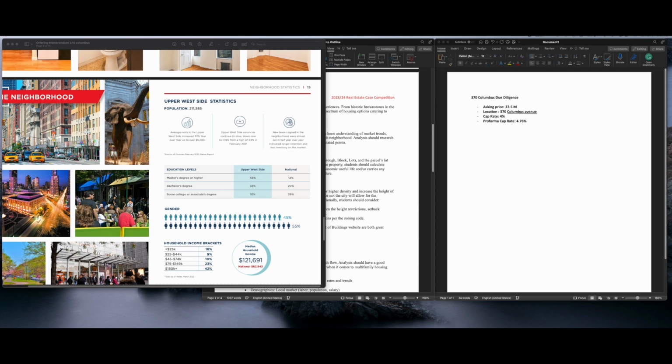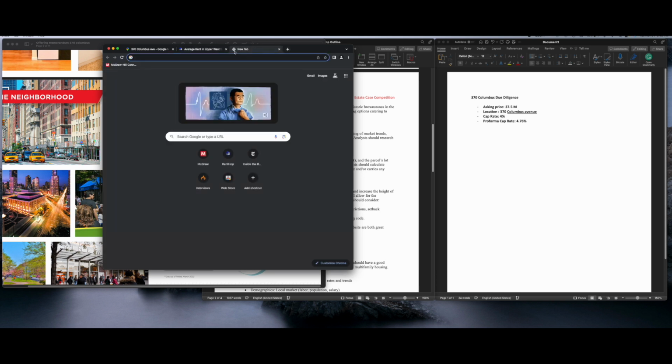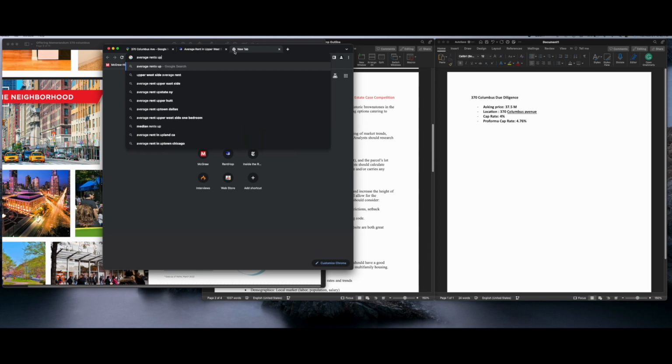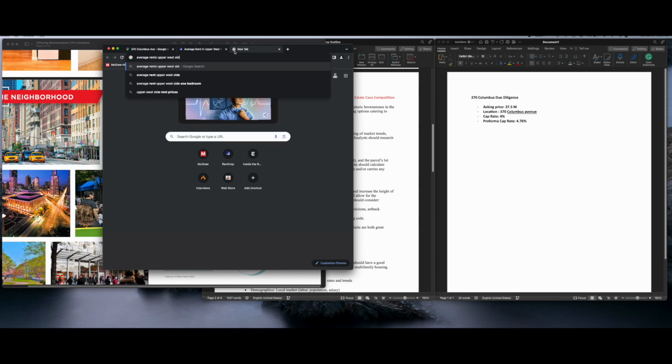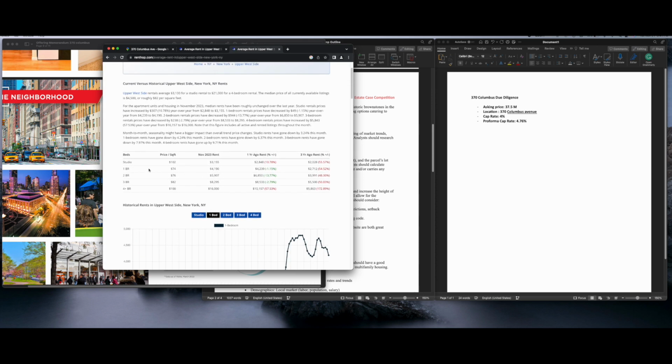Additionally, on top of this, you should take a look at average rents in the neighborhood. I just found this by looking up average rents Upper West Side on RentHop right here. One bedrooms, two bedrooms, price per square foot. November 2023 rent, this is the average rent. So take a note of this. This isn't as important. Clearly, you see rents have kind of gone down. Last year was a little bit crazy, but these are the current rents. So I would just take a note of that.